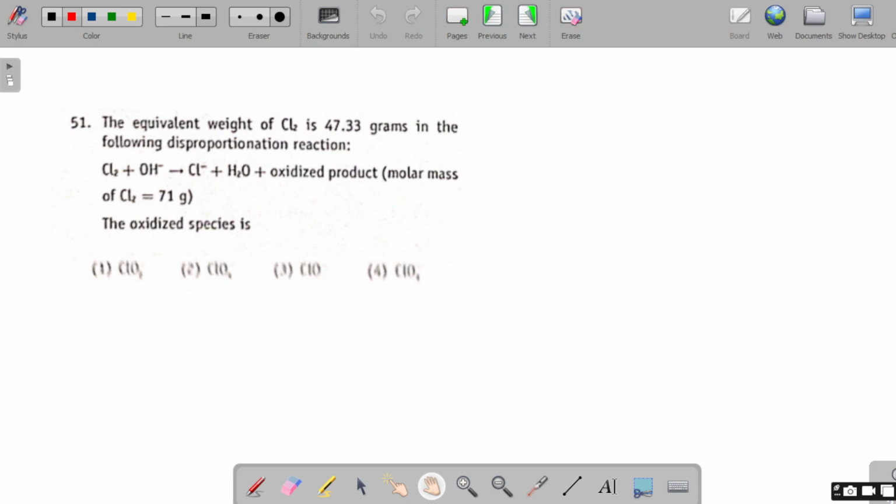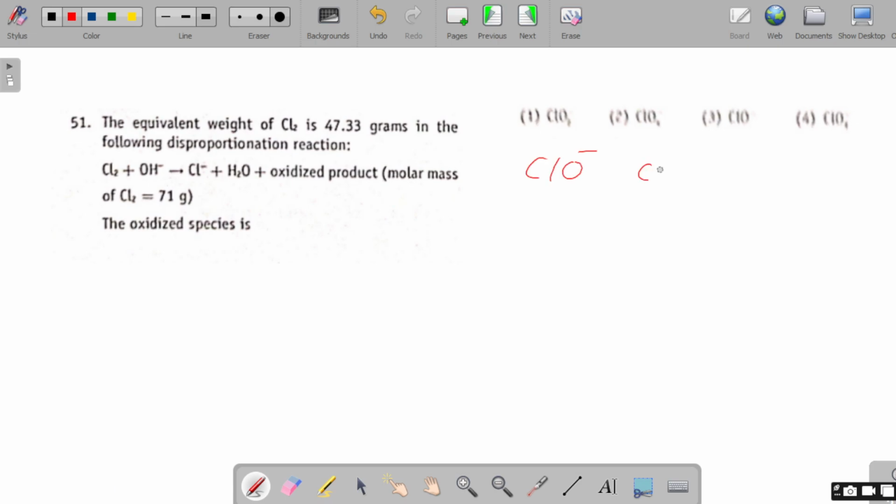The oxidized product is... So what they are asking is the oxidized product, and what could be the options they are asking? ClO minus, ClO2 minus, ClO3 minus, ClO4 minus. So what could be the product they are asking?